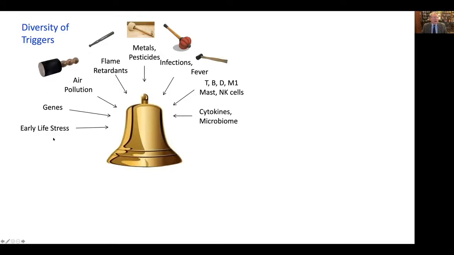And these can be thought of as different mallets that can be used to strike the same cellular bell. And so ultimately, early life stress events, genes, air pollution, flame retardants, metals and pesticides, infections, fever, various cellular dysfunction states and mast cells and T cells and NK cells and cytokines in the microbiome all can contribute to ASD, but not in the same child.